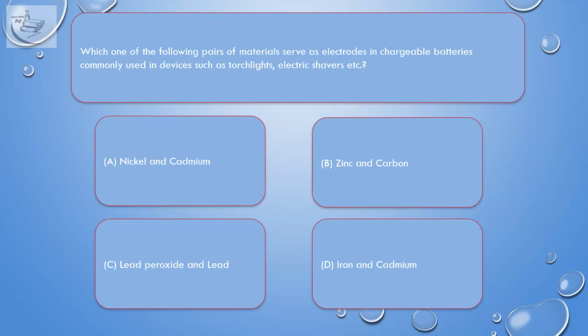Question: which one of the following pairs of materials serve as electrodes in chargeable batteries, commonly used in devices such as torchlights, electric shavers, etc.? A. nickel and cadmium, B. zinc and carbon, C. lead peroxide and lead, D. iron and cadmium. Correct answer is A. nickel and cadmium.